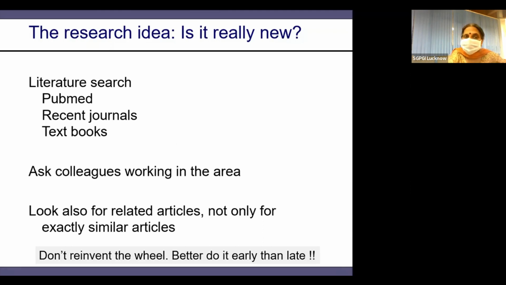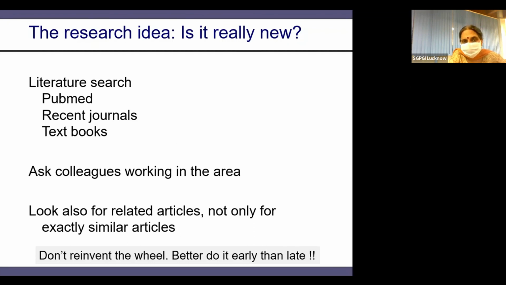Generally it's a good idea to look up recent journals. And when you do a search, don't do a very narrow search, because sometimes the articles are published in related areas. So do a little broad search and scan through those articles so that you know that nobody has published in that area.